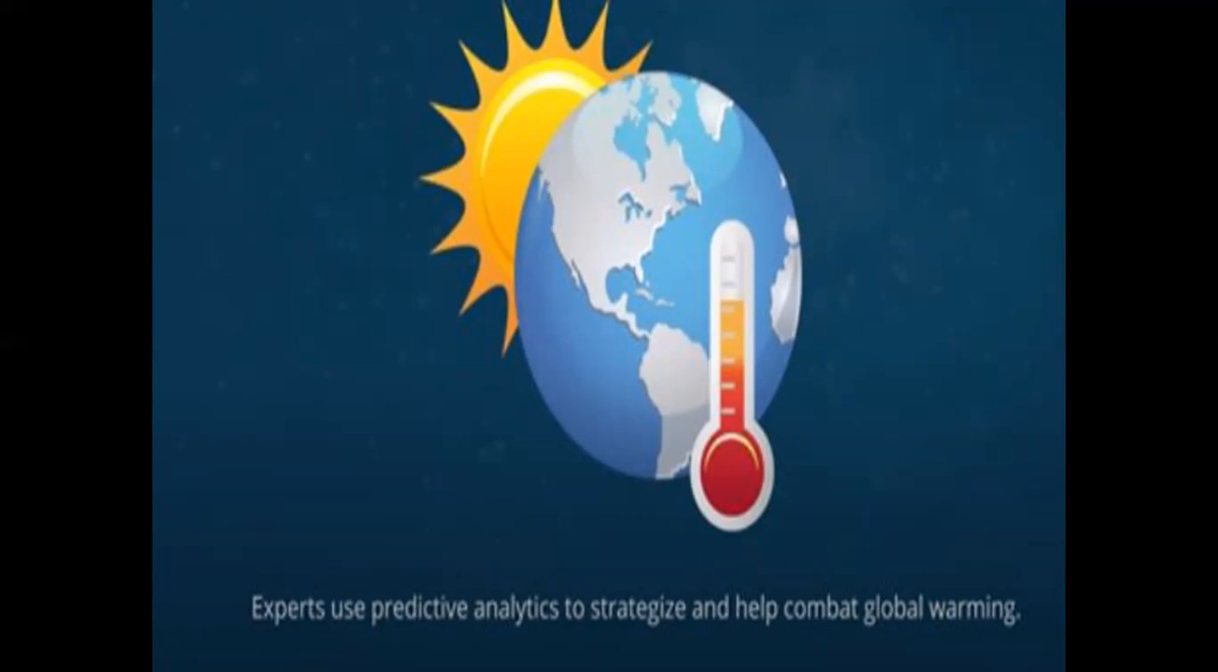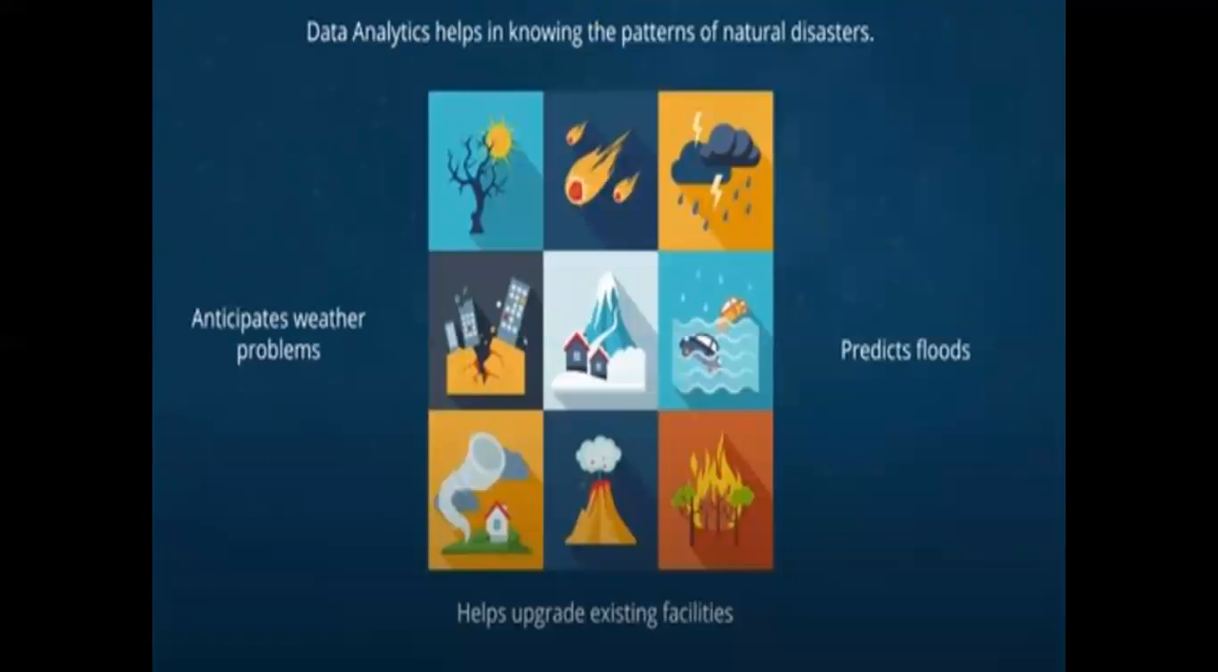That is a type of predictive analytics, to take proper planning and also to fight global warming. Different patterns are there, and if you look at this, these are the different patterns. For weather problems like floods, we need to predict the floods so people do not go to the seashore. If any cyclone is there, some suggestions will be given, and also upgrading existing facilities.